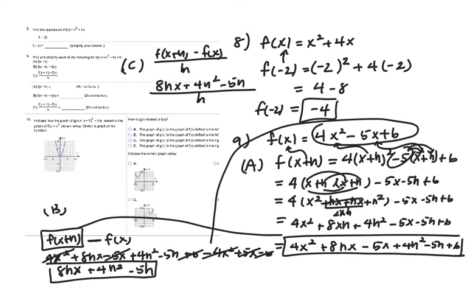Okay. And so here the quotient we'll have will be 8x. If I divide 8hx by h, I'm just left with 8x, plus 4h squared divided by h will be 4h. And then minus 5h divided by h will be minus 5. Okay, and so my answer is 8x plus 4h minus 5. Okay, let's look at number 10.